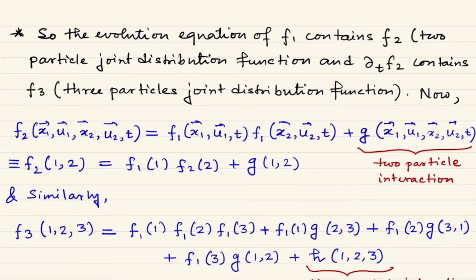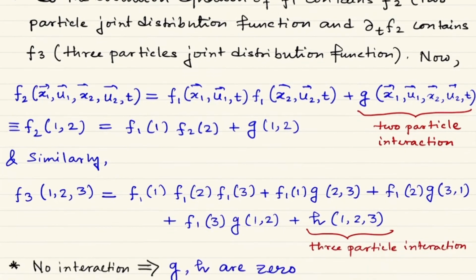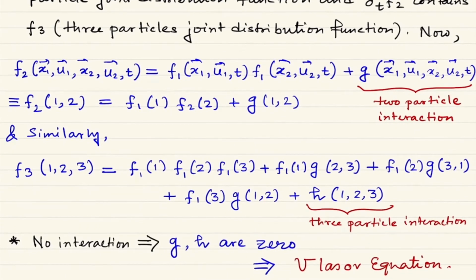Similarly, you can think of the joint distribution function of three particles, 1, 2, 3. Then you have the first term which designates the product of the three. That means if the three particles are non-interacting, then their joint distribution function would be simply this.